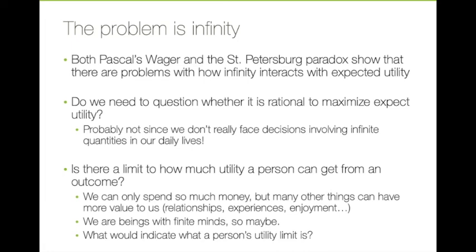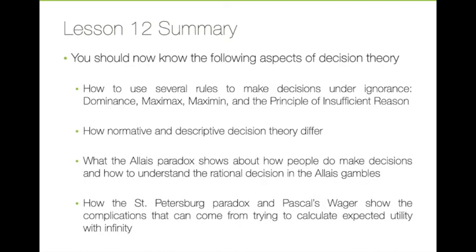And does it even make sense to consider infinite utilities or infinite expected utilities? Or is there a limit to how much utility a person can get from an outcome? With money, it seems quite reasonable to think there's a limit to our utility for money. We can only spend so much of it. But that might seem less plausible for other things that we value. Our relationships with others, the experiences we have, the enjoyment we find in things we do. It seems easier to argue for those that they could have even an infinite amount of utility for us. But on the other hand, we are finite beings with finite minds. So maybe there's only so much utility that we can have. If there is such a limit, though, how would we determine it? It's not clear what would indicate what the limit to a person's utility is. And that wraps up our study of decision theory.